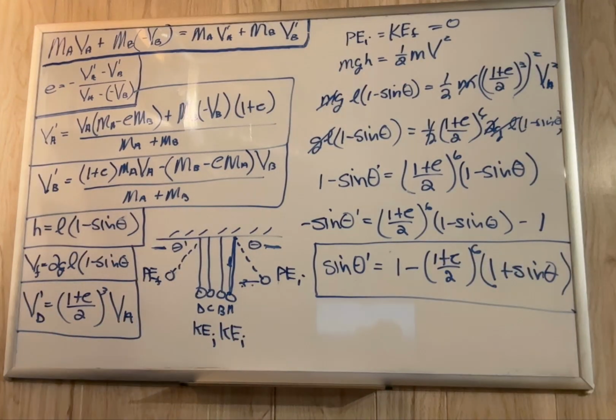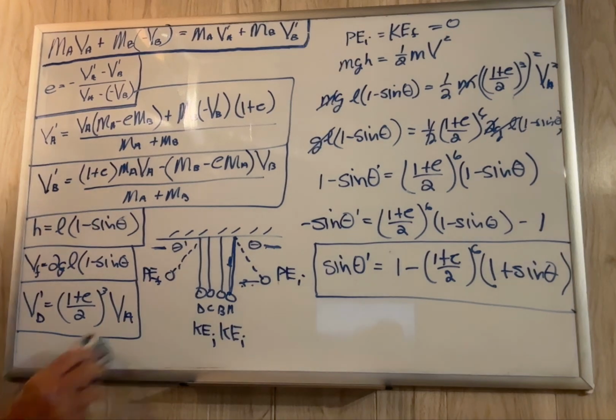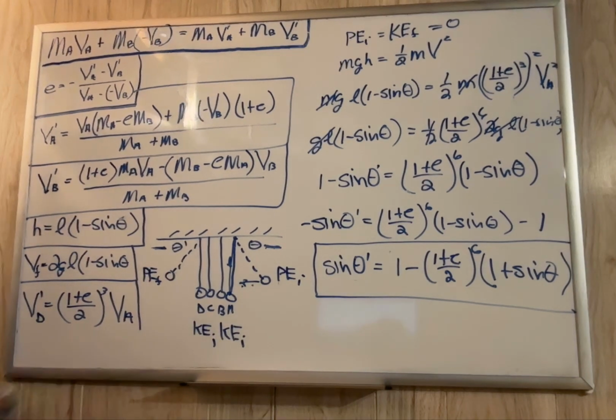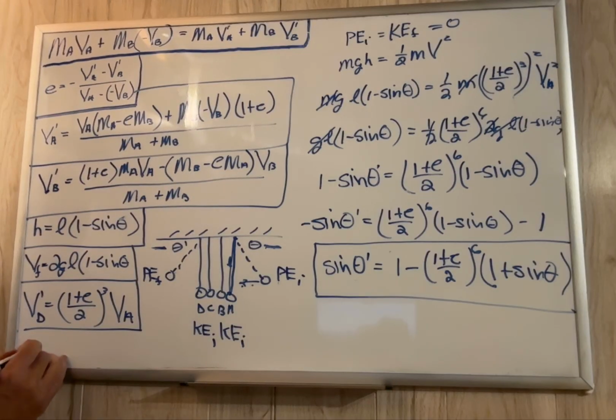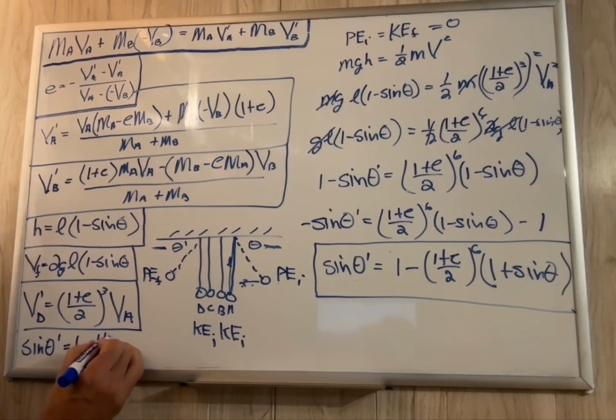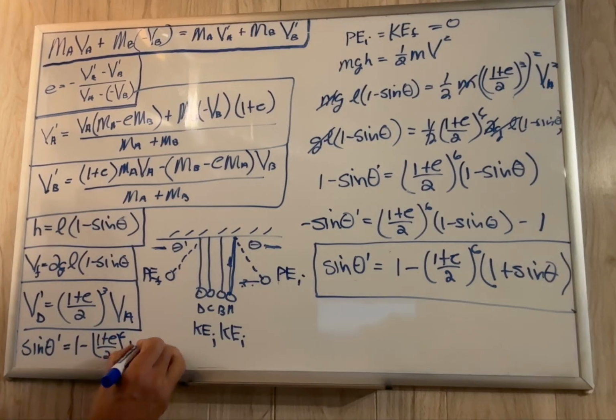So I'm running out of room here. I need a bigger board. All right, so let's make this right here, and then we'll say that sine theta prime is equal to 1 minus 1 plus e divided by 2 raised to the 6th, and then 1 plus sine theta. Whoa, okay.